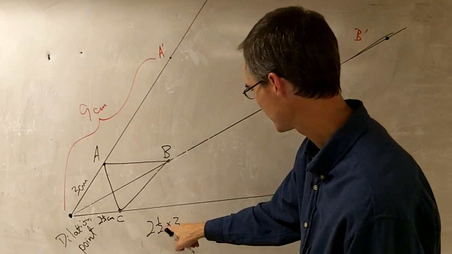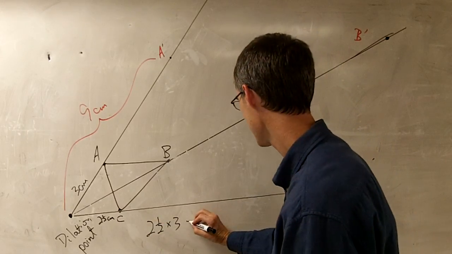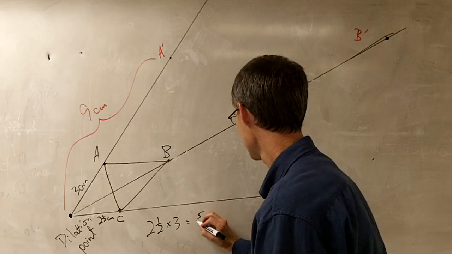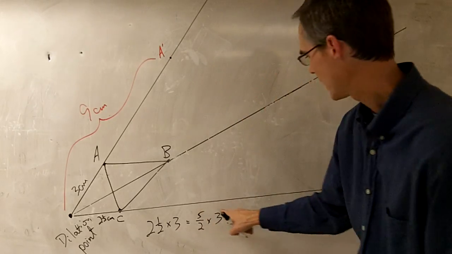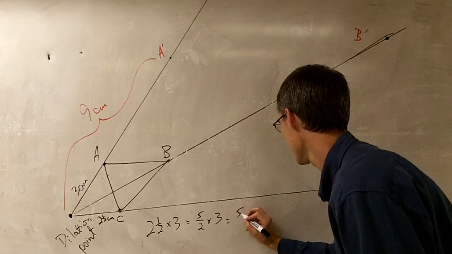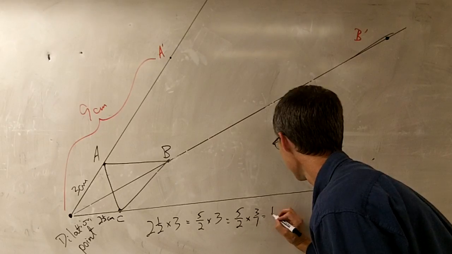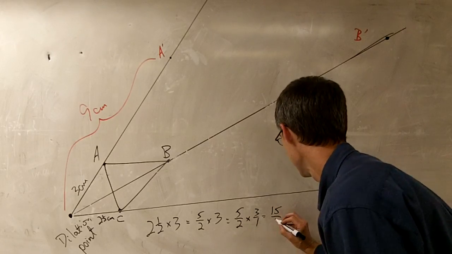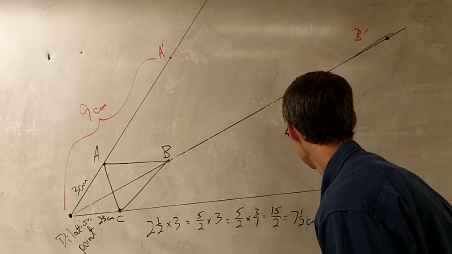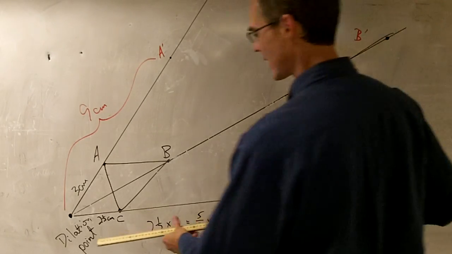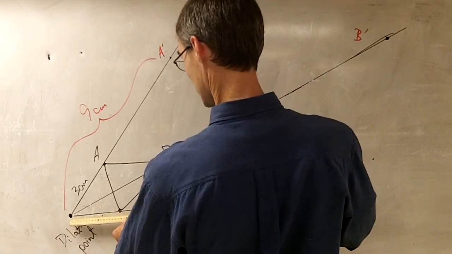Let's see, 2.5 times 3, if I convert that to an improper fraction, that's going to be 2 times 2 is 4, plus 1 is 5. So that's 5 halves times 3. Let me write this as 5 halves times 3 over 1. So that gives me 15 over 2, which is 7.5 centimeters. So I want to measure out 7.5 centimeters from my dilation point.